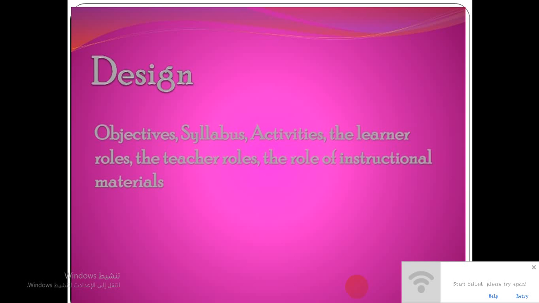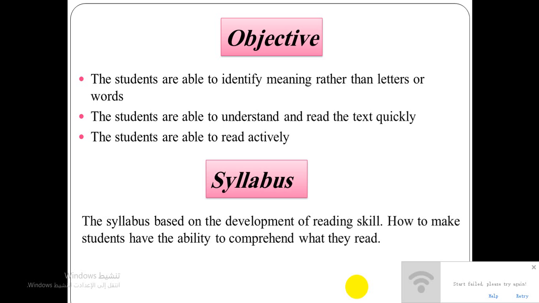objectives, syllabus, activities, the learner roles, the teacher roles, and the role of instructional material. Objectives of the reading approach: the students are able to identify meaning rather than letters or words. The students are able to understand and read the text quickly. They are able to read actively. The syllabus in this approach is based on the development of reading skill, how to make students have the ability to comprehend what they read.